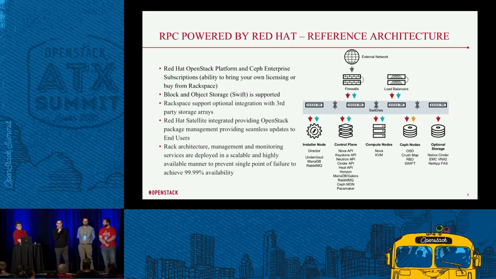We use Red Hat Satellite for integrated OpenStack package management for seamless updates to end users. And then our rack architecture management and monitoring services are deployed in a scalable and highly available manner to prevent single point of failure. So we actually will spread out between multiple racks. So if for whatever reason you lose one rack or half a control plane or whatever, you still maintain availability of services and things along those lines.